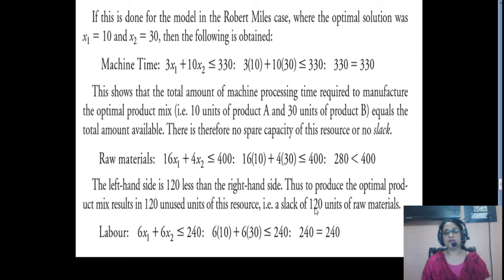We have spare units of 120 units of raw materials, right? So this is what I call slack or spare capacity. Now let us consider labor also. In labor also, the right hand side is equal to the left hand side. So it means in labor, again, we don't have any spare capacity. It is only raw material which is left unconsumed by 120 units. That is what we mean by slack, right?